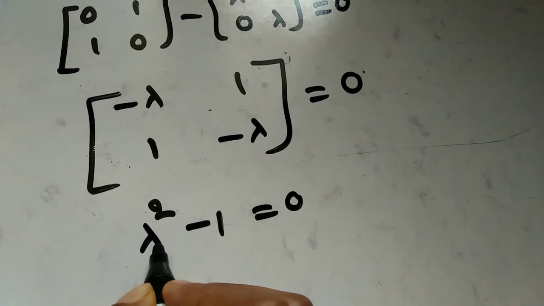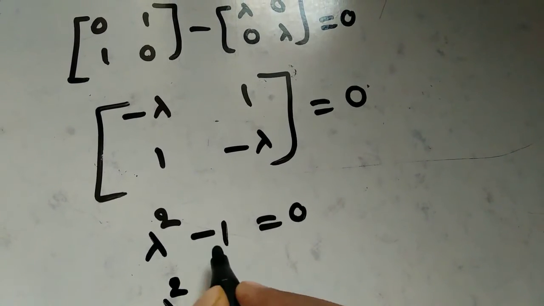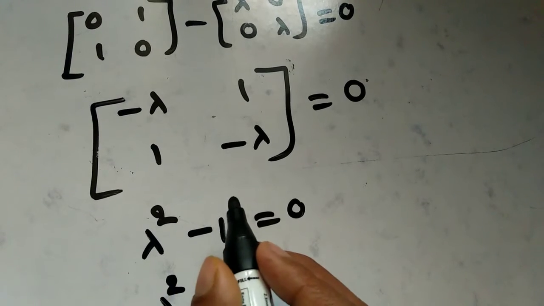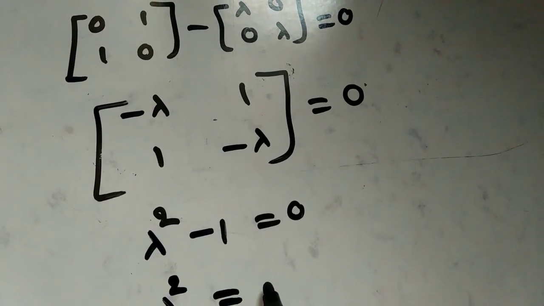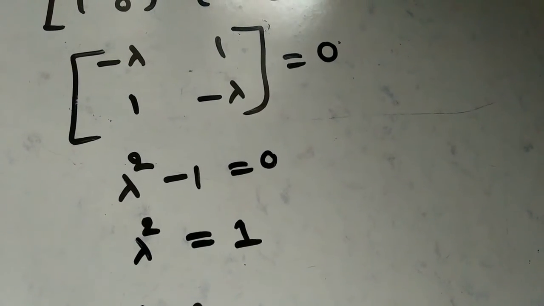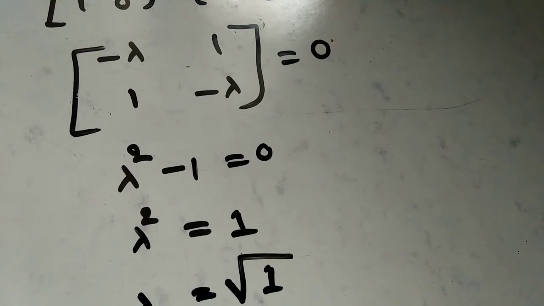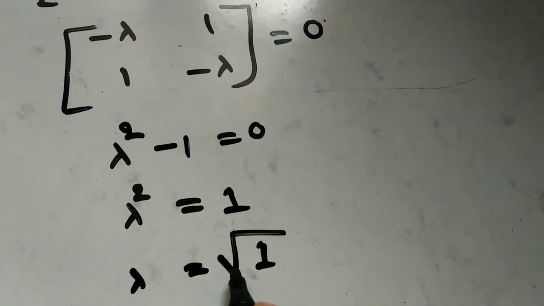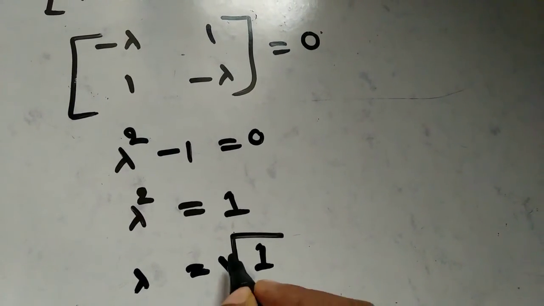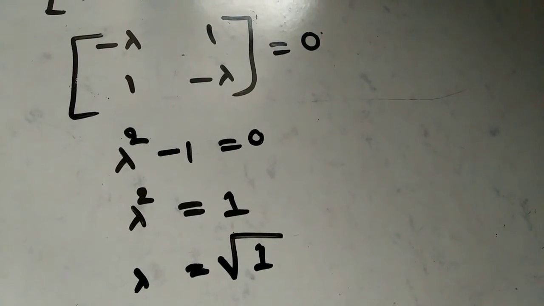Okay, so now you have to find the roots of this lambda. So how to find? You have to simplify this one, which means lambda square is equal to, this minus 1 goes to the right side and becomes plus 1. So lambda square equals 1. Just take the root of 1. Lambda is equal to square root of 1, which is plus or minus 1.